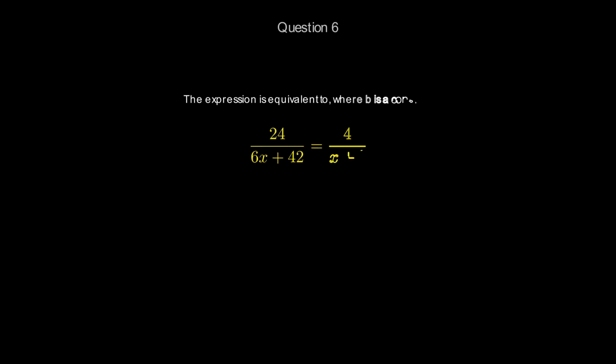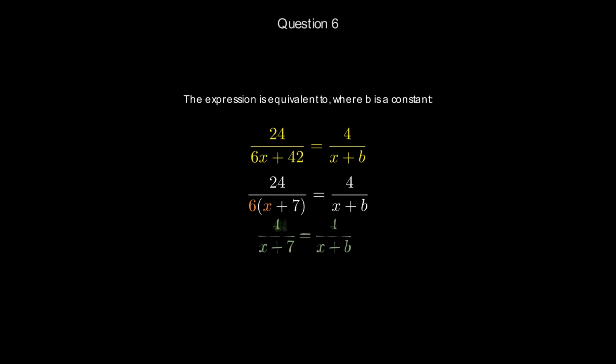Let's look at question 6. We are given that the rational expression 24 over 6x plus 42 is equivalent to 4 over x plus b, and we need to find the value of the constant b. To do this, let's simplify the first fraction by factoring out the greatest common factor from its denominator. In 6x plus 42, we can factor out a 6, rewriting it as 6 times open parenthesis x plus 7 close parenthesis. Now, dividing both the numerator 24 and the denominator's factor 6 by 6, the fraction simplifies perfectly to 4 over x plus 7.